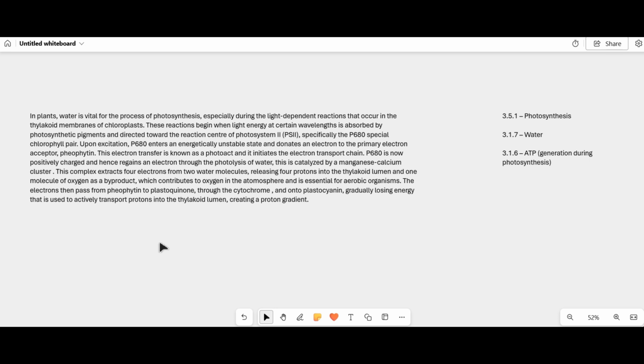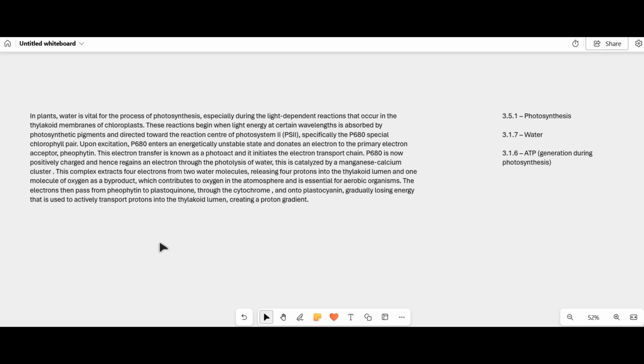Upon excitation, P680 enters an energetically unstable state, so obviously it's going to be in a higher energy state. If you've done physics, you know about electrons moving into a higher energy state, the photoelectric effect, all of that. And it donates an electron to the primary electron acceptor, phaeophytin. So phaeophytin is the primary electron acceptor. That's the molecule that accepts the electron at the start.